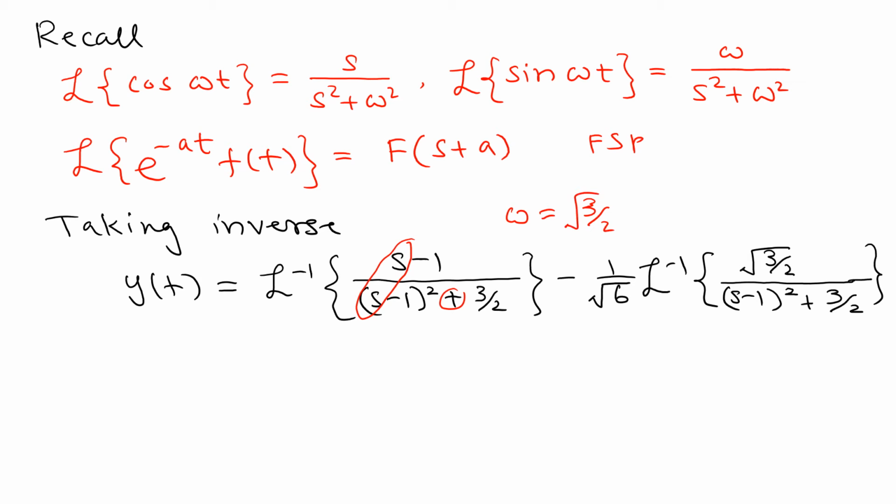So that's the omega. So from the first one, using the first shifting property, we first write the function. You can see the function in this case is simply cosine of square root 3 over 2 times t. Now the shifting part in this case is s minus 1. So that means a equals negative 1. Since a equals negative 1, you need to multiply by that e to the negative at term, which is going to be e to the t in this case, because a equals negative 1.